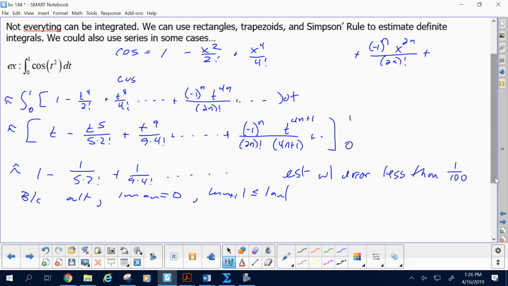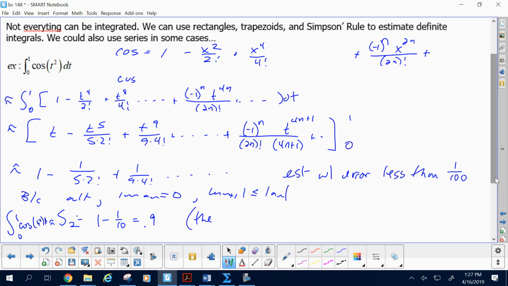Because obviously it's not the first or the second. Is the third less than 100? Yes, okay. So we would estimate with S2. S2, this integral from 0 to 1 of cosine of t squared can be estimated by S2, which is 1 minus a 10th over 0.9.